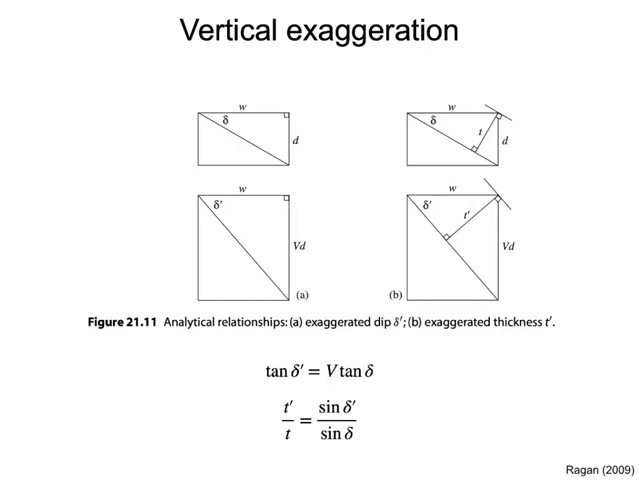The vertical exaggeration influences the dip and thickness displayed on a cross-section. Figure A shows the effect of vertical exaggeration on dip. The tangent of the exaggerated dip, delta prime, is equal to the vertical exaggeration V, times the tangent of the true dip, delta. Figure B shows the effect of vertical exaggeration on thickness. The ratio of the exaggerated and non-exaggerated thickness, T prime over T, is equal to the sine of the exaggerated dip over the sine of the true dip.